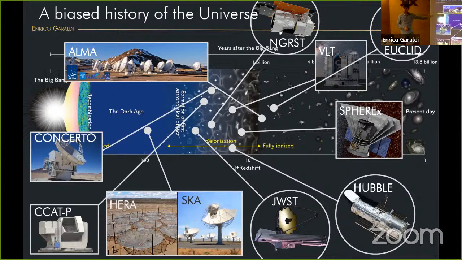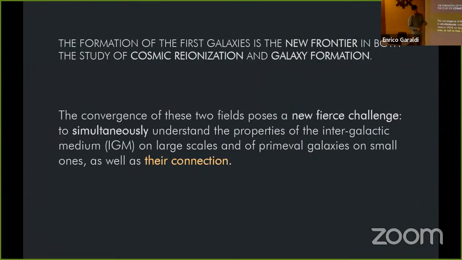So why am I bringing this up? Because I think the amount of instruments that are or will soon be targeting the high redshift universe is at the same time a symptom and one of the reasons why the formation of the first galaxies is becoming the new frontier, both in the study of galaxy formation, that of course sees in these galaxies the progenitors of today's objects, but also of cosmic reionization, that is past the time where we can simply consider high redshift galaxies as sources of photons. We want to understand their properties.